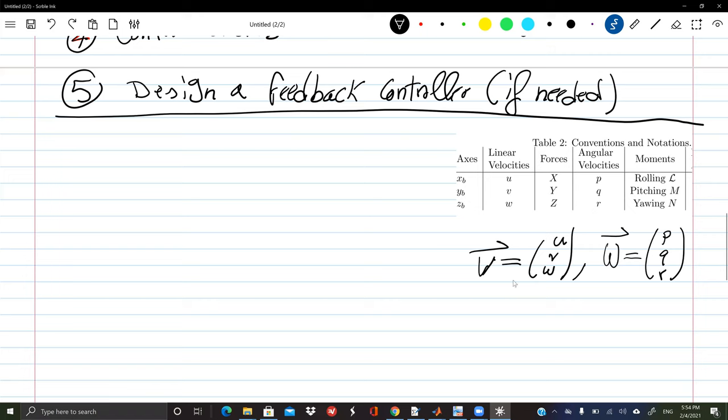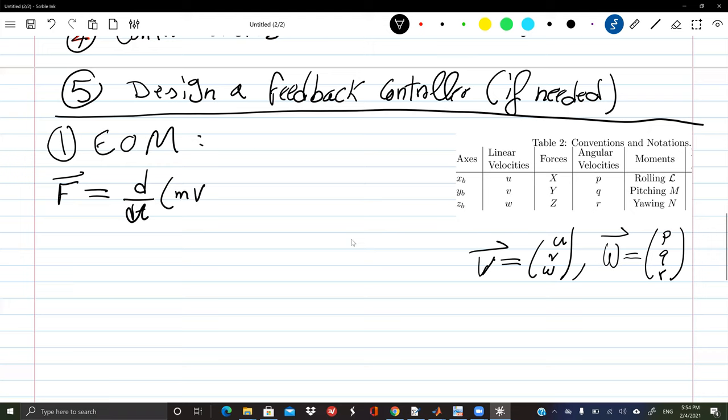All right, so I have my linear velocity vector, angular velocity vector. I have forces X, Y, Z. I have moments L, M, N. We have seen these before. So we're ready to write down the equations of motion, which is nothing but F equals MA. So this is my first step, equations of motion. Simply, the force vector is d by dt of MV. Any question about my main governing equation? Any question?